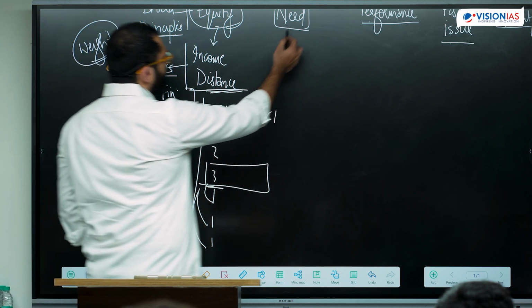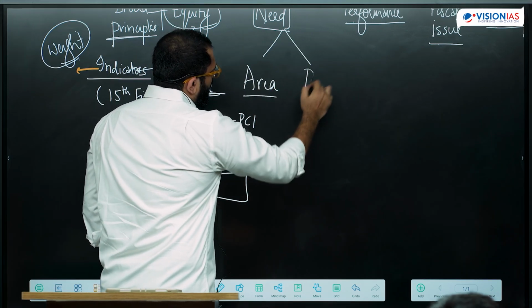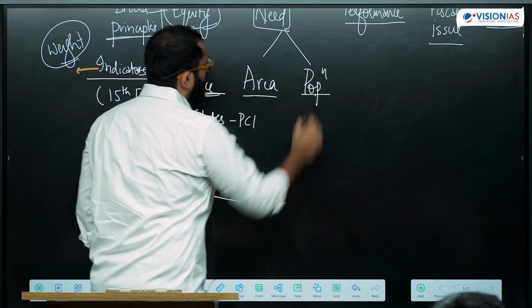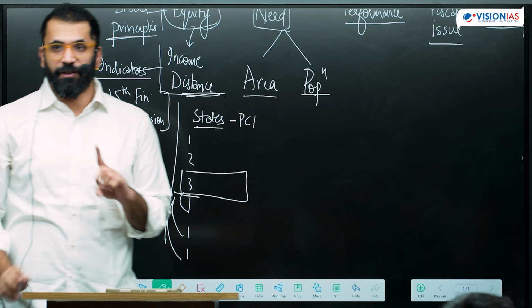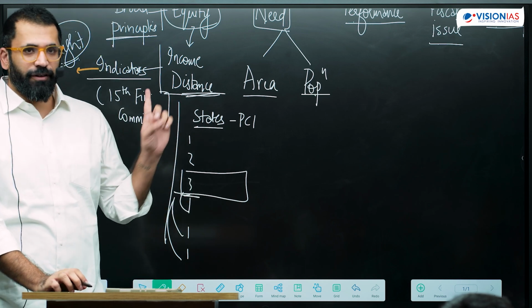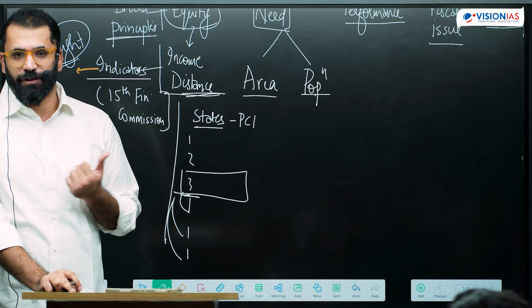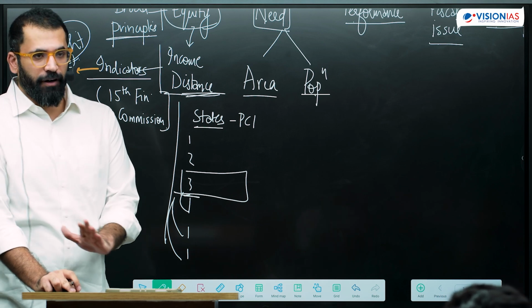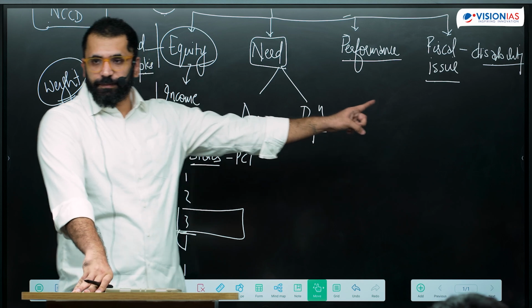In terms of need, the 15th Finance Commission used area and population. Every finance commission has used different indicators, assigning different weights. So you don't have to learn this, though this year UPSC Prelims asked about the indicators which the 15th Finance Commission used. The 16th might use something different, but largely they are going to follow these four principles.